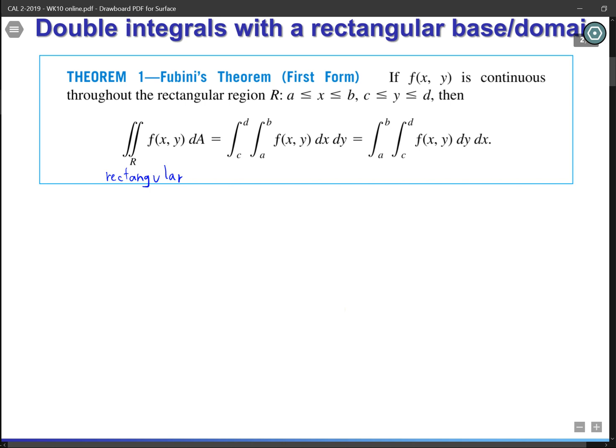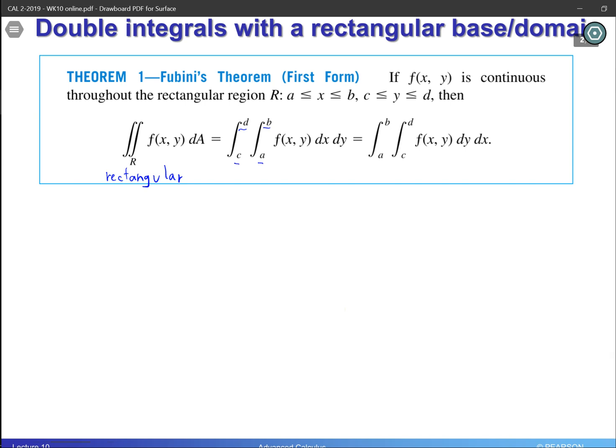Alright, and that's why we have these boundaries of A, B, C, D. We see that X has to range from A to B, and Y has to range from C to D. Just like in the last slide, we see this rectangular base on the ground. And since it's the same base, it doesn't really matter whether we integrate X first or Y first.